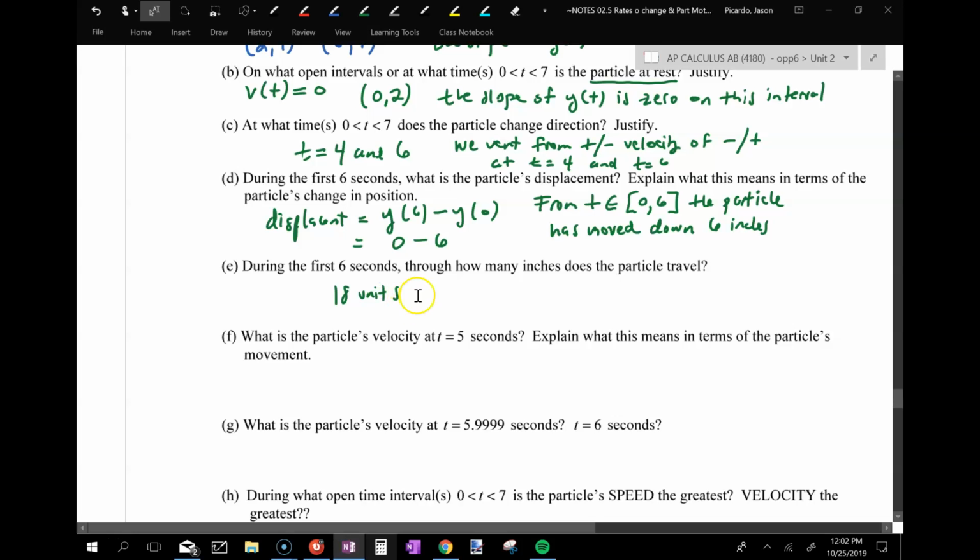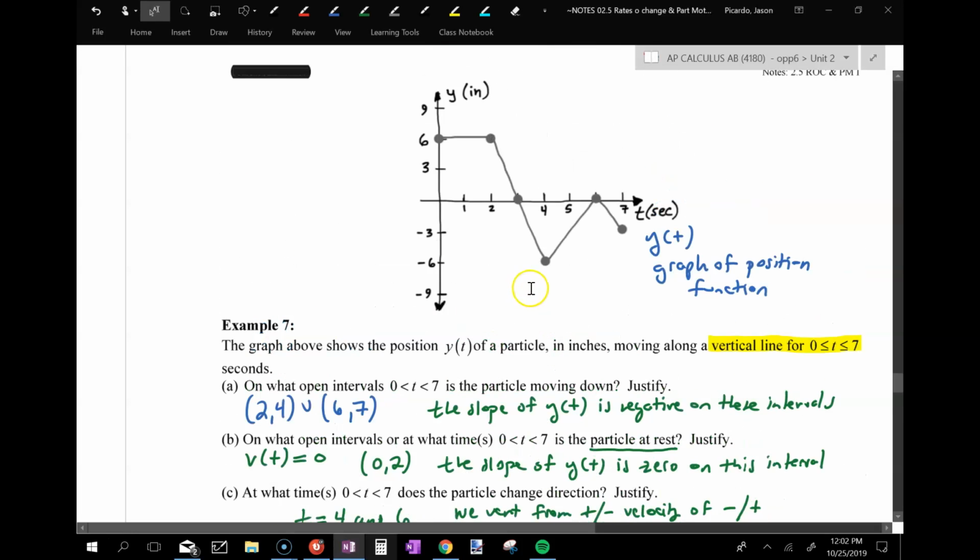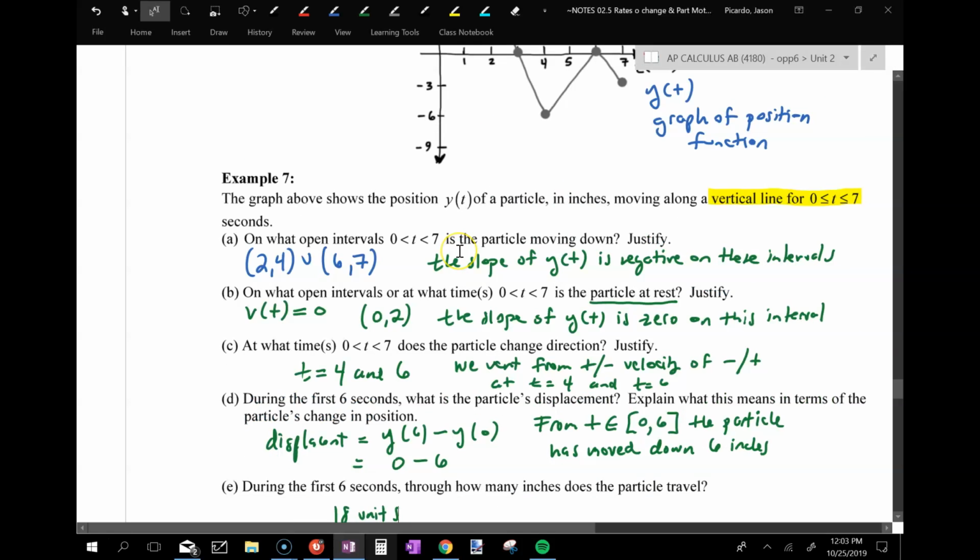It says for the first what? 6 seconds, right? For the first 6 seconds, it didn't travel anywhere. It traveled down 12. It traveled up 6, so 18 total units.